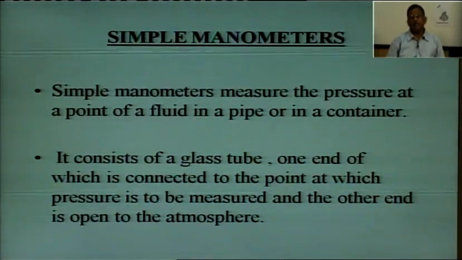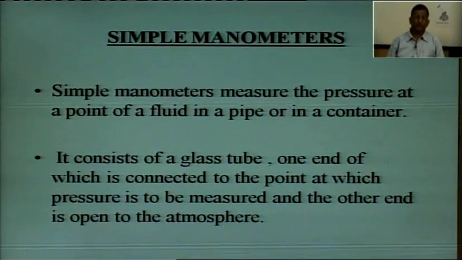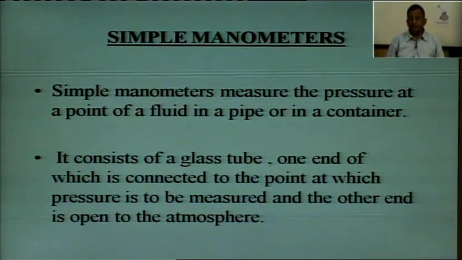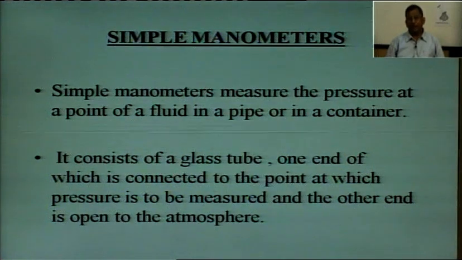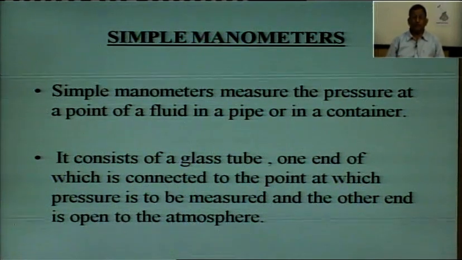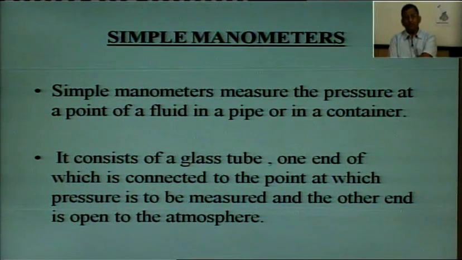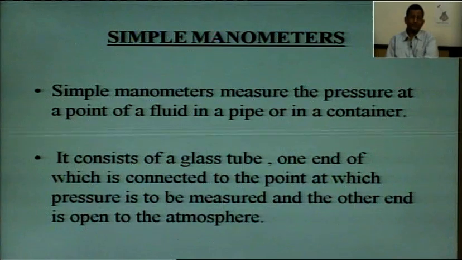So first we say simple manometer. A simple manometer measures the pressure at a point of a fluid in a pipe or in a container. So simple manometer जो है वो हमारे पाइप के अंदर या कंटेनर के साथ लगा देते हैं और उसका जो सिंपल प्रेशर है मेजर करने के लिए यूज़ करते हैं. That is known as a simple manometer.